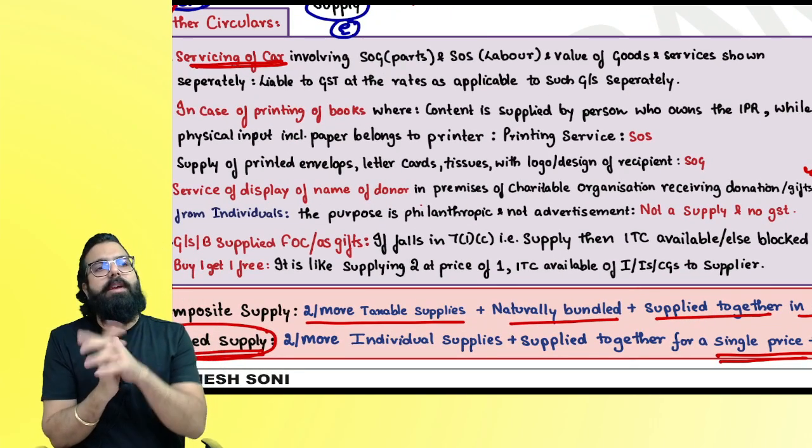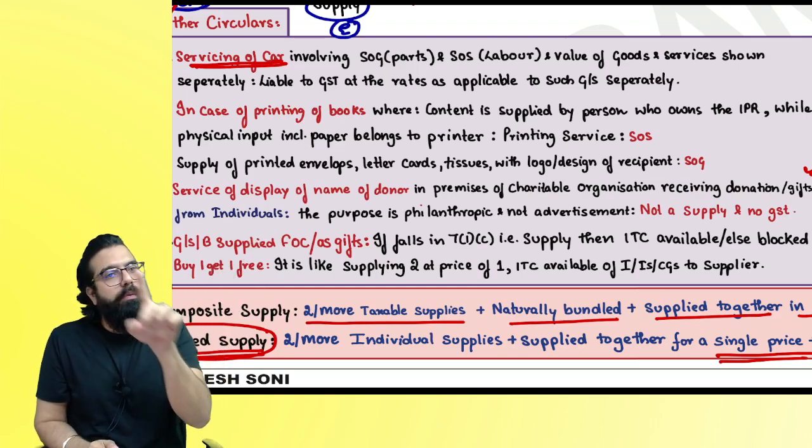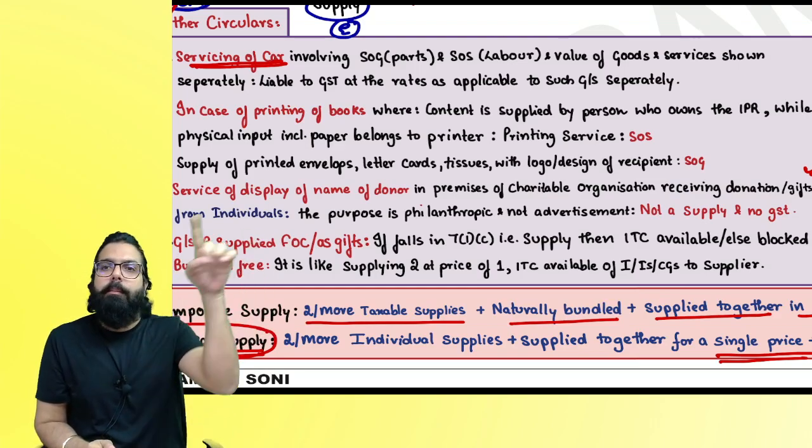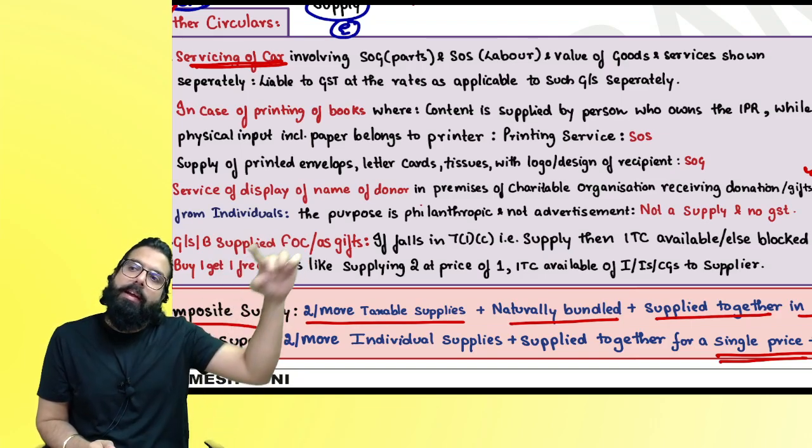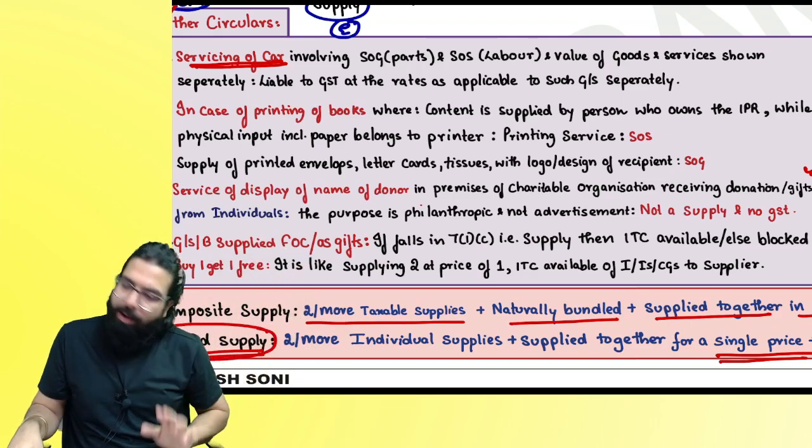In the car service, for the parts they are charging separately, and for the labor they are charging separately. Baba, both are separate supplies, so a separate rate of GST will apply.